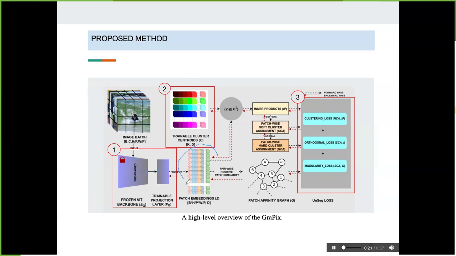Next, the patch embeddings are processed to construct a similarity-based patch affinity graph. Also, the patch embeddings are assigned cluster labels based on their distance from the centroid embeddings to form the graph partitions. Finally, the unsupervised segmentation loss utilizes a patch affinity graph along with assigned patchwise cluster labels. It maximizes the graph modularity and minimizes the distance of patch embeddings with corresponding centroids.